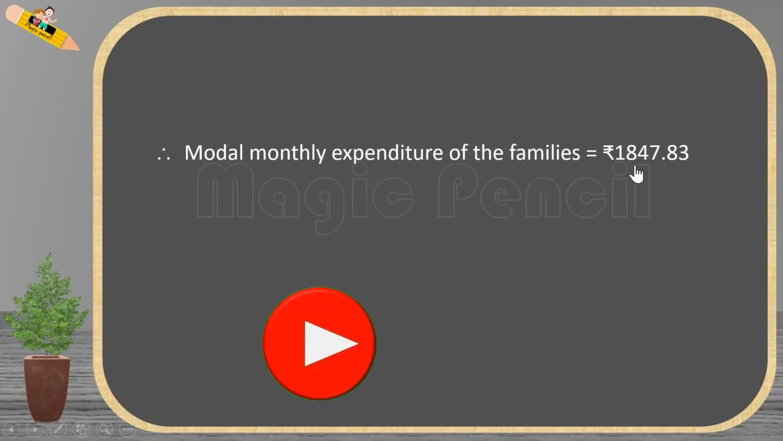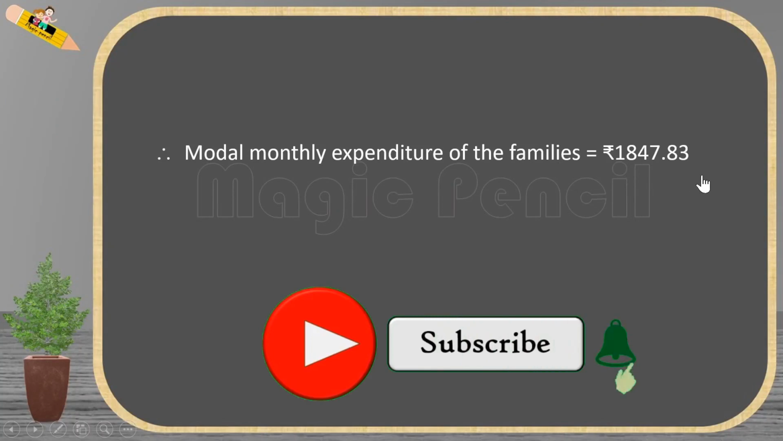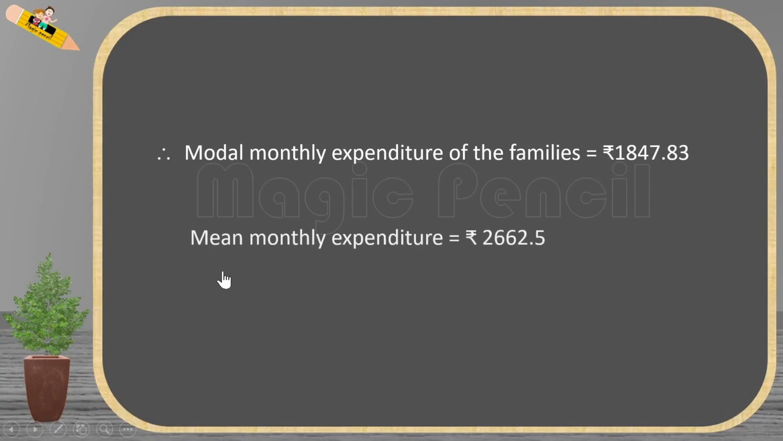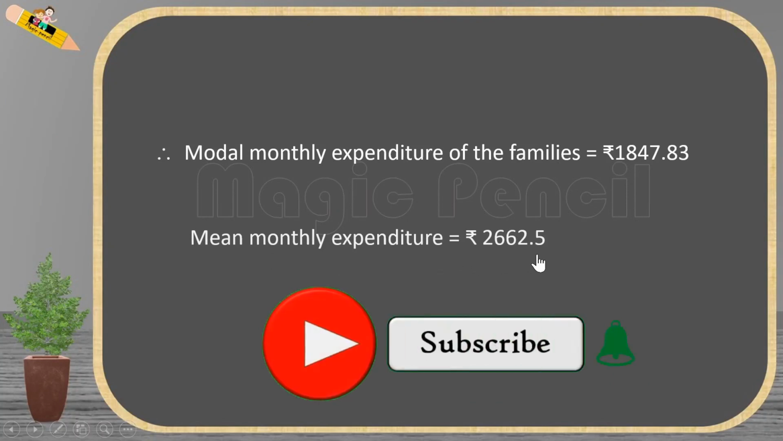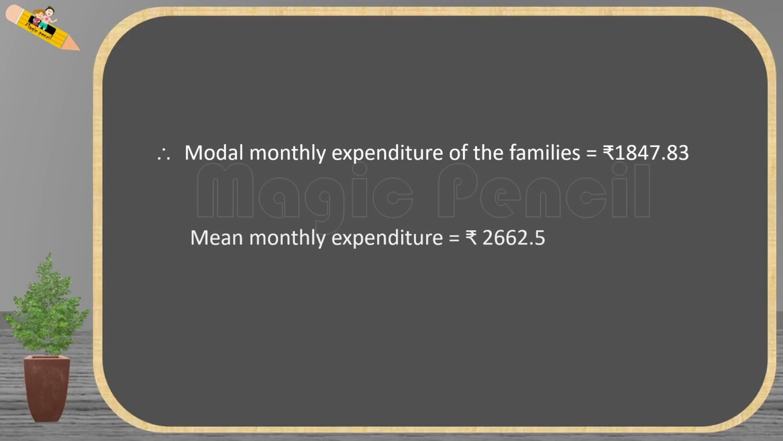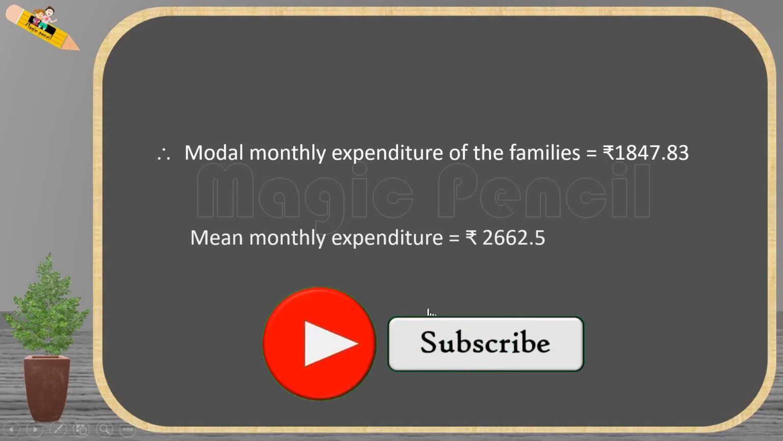So finally we got the modal monthly expenditure of the families. How much? 1847 rupees 83 paise. And we also got the mean monthly expenditure. How much? 2662.5. Hope you got good clarity on this problem, and writing this final conclusion is very important, which will benefit you in terms of marks and concept building.